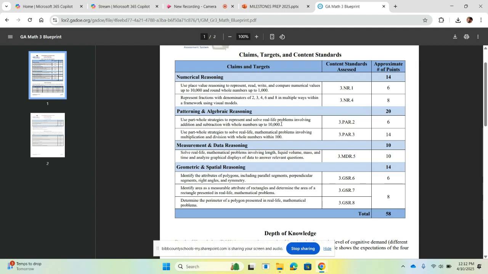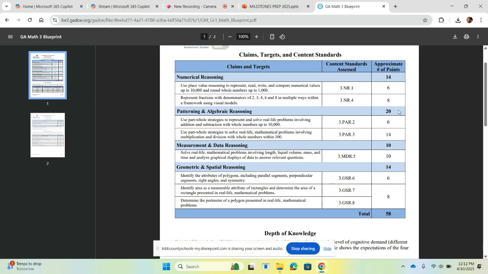Identify areas of measurable attributes of rectangles and determine the area of a rectangle represented in real life in mathematical problems. And then lastly, determine the perimeter of a polygon presented in real life mathematical problems. So each one of these domains counts a certain number of points. There's a total number of 58 points that are available to you for the students.